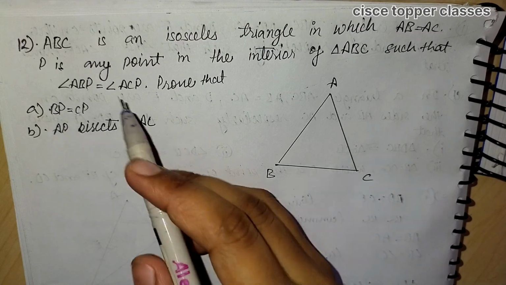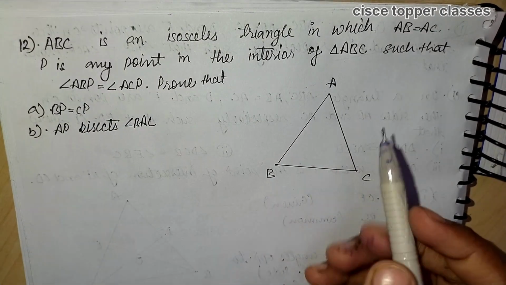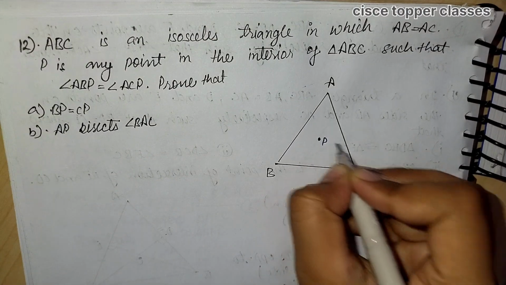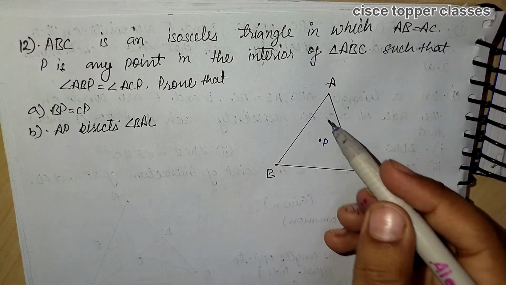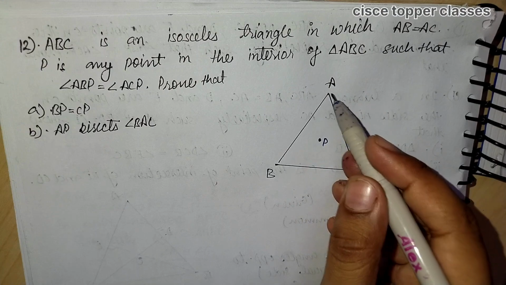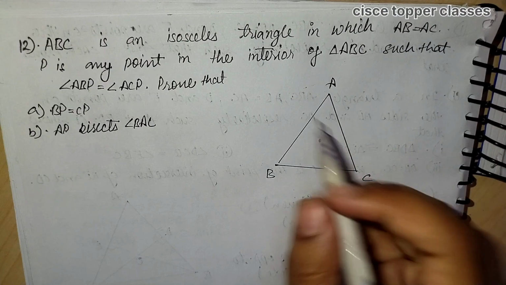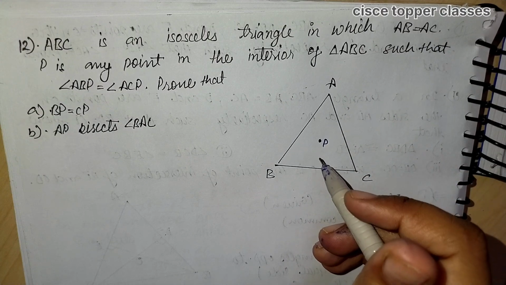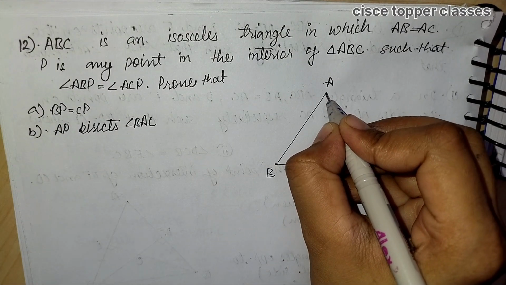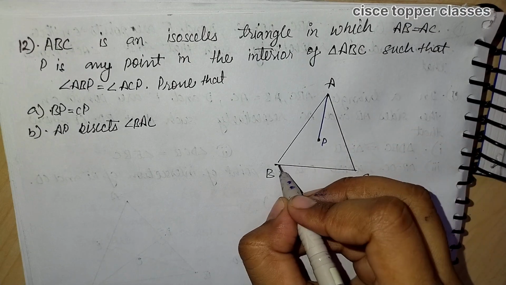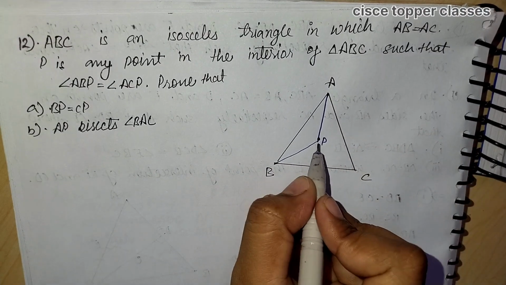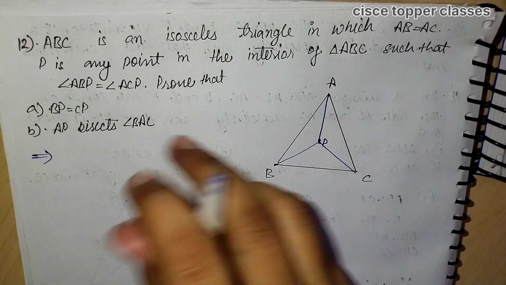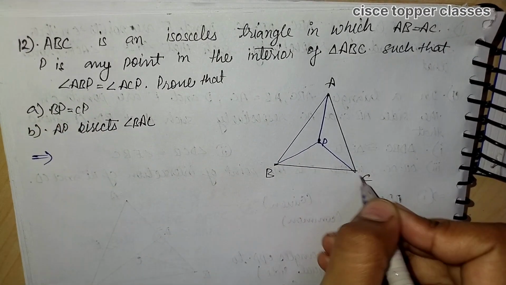Let us solve the 12th question here. ABC is an isosceles triangle in which AB is equal to AC and P is any point in the interior of triangle ABC such that angle ABP and angle ACP are equal. Then we have to prove that BP and CP are equal. So firstly we will join the points BC, BP and CP. Similarly, firstly we have to prove that BP is equal to CP.